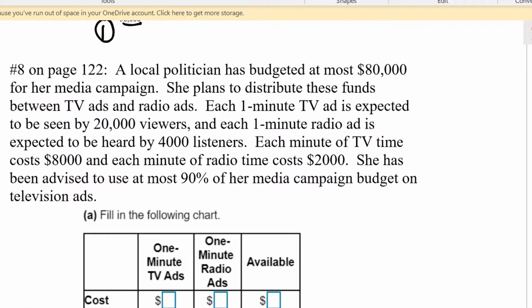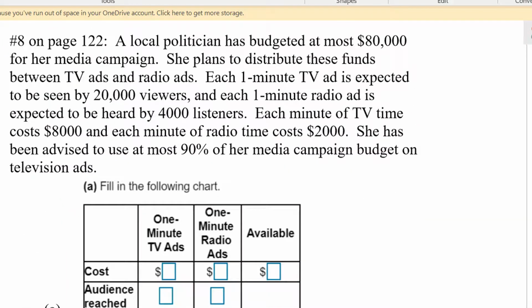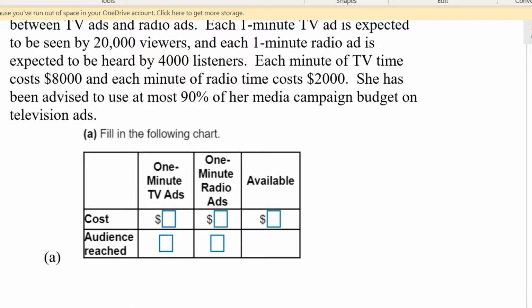All right. This next one is straight from the MyMathLab homework. It says, a local politician has budgeted at most $80,000 for her media campaign. She plans to distribute these funds between TV ads and radio ads. Each 1-minute TV ad is expected to be seen by 20,000 viewers, and each 1-minute radio ad is expected to be heard by 4,000 listeners. Each minute of TV time costs $8,000, and each minute of radio time costs $2,000. She has been advised to use at most 90% of her media campaign budget on television ads.